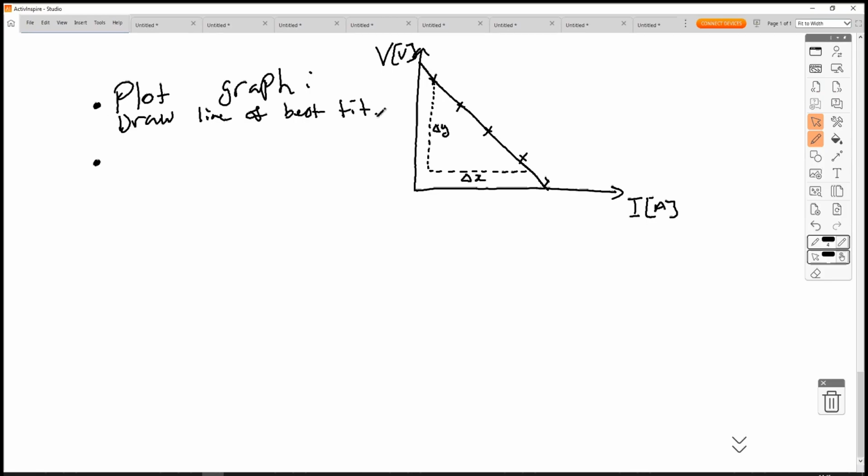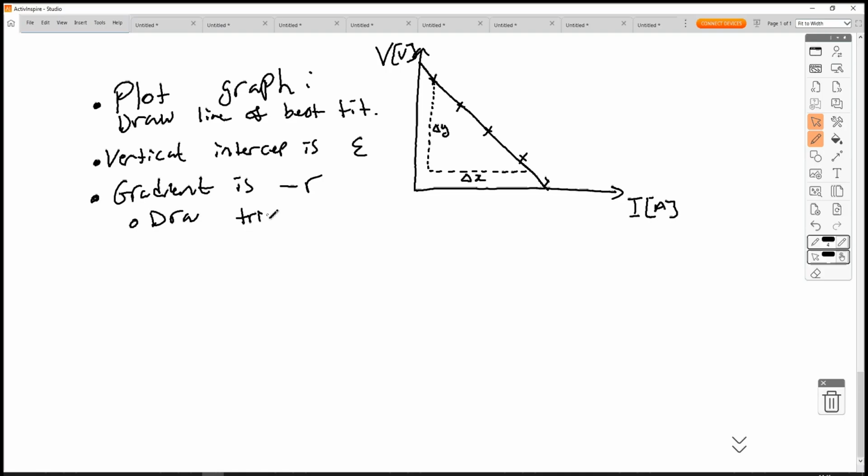The vertical intercept is EMF, and the gradient is minus the internal resistance because it's a negative value. To find the gradient, we draw a triangle, and when we draw a triangle, our triangle should be at least 50% of the space available. In other words, make it as big as possible. If you make a small triangle, you don't get marks. It has to be as big as possible.